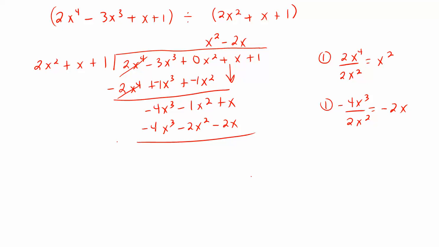All right, change your signs. Plus, plus, plus. That cancels. Negative 1x squared plus 2x squared is 1x squared. 1x plus 2x is 3x. Bring down your last term, the positive 1. Start the process over one more time. So again, the first term on the inside, which is 1x squared, divided by the 2x squared. Well, the x squareds will cancel each other out, so I'm just left with 1/2.